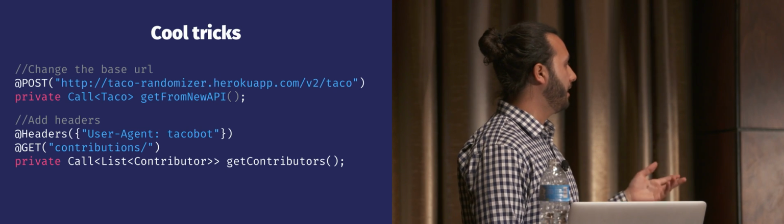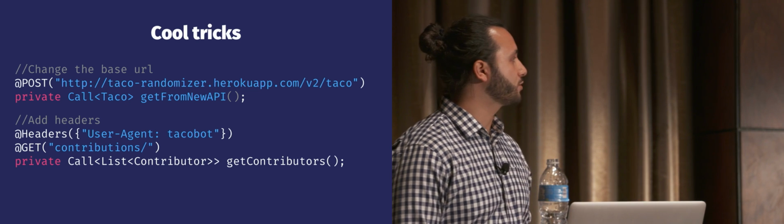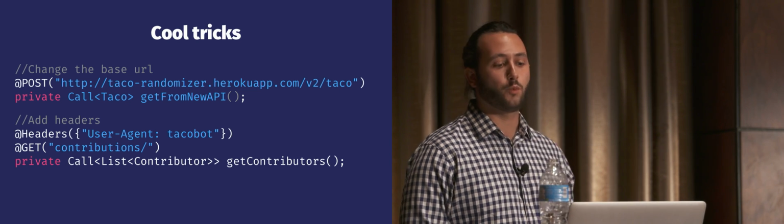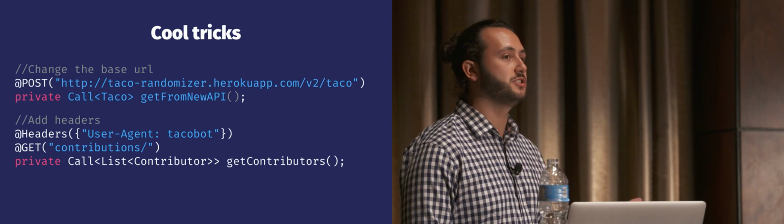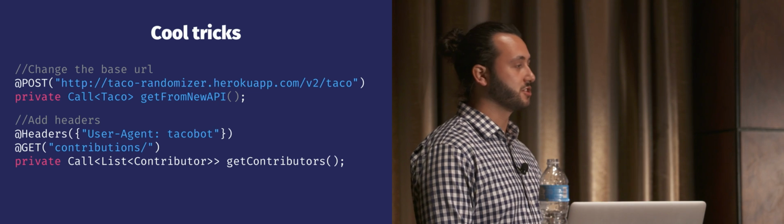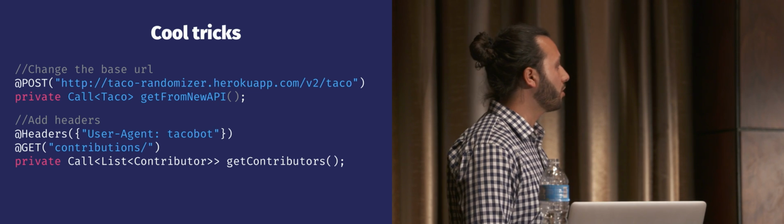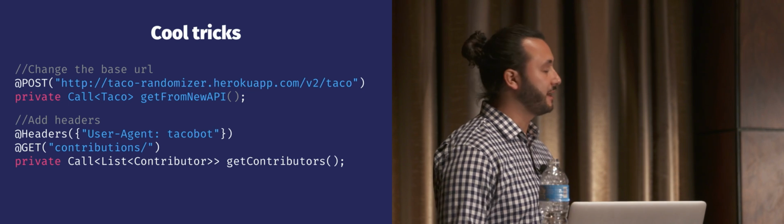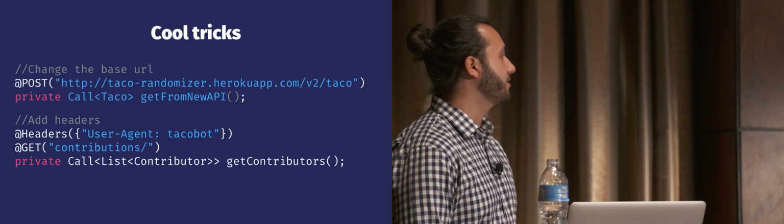Really great tricks, and at least the first trick applies to Retrofit 2, is that we can change the base URL. So if we're working for some reason with a new version, our API is versioned and we need to make a request to a new version of the API, we can pass in the full URL and we can annotate that method. That way we can skip the base URL. We can also add headers if we need to.